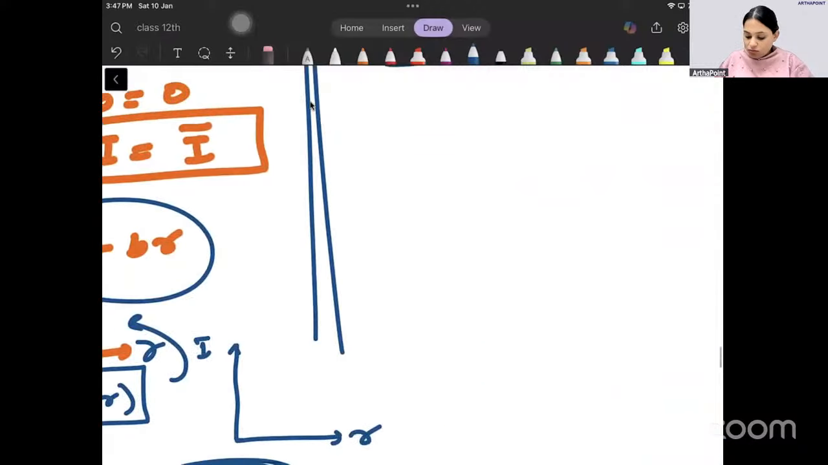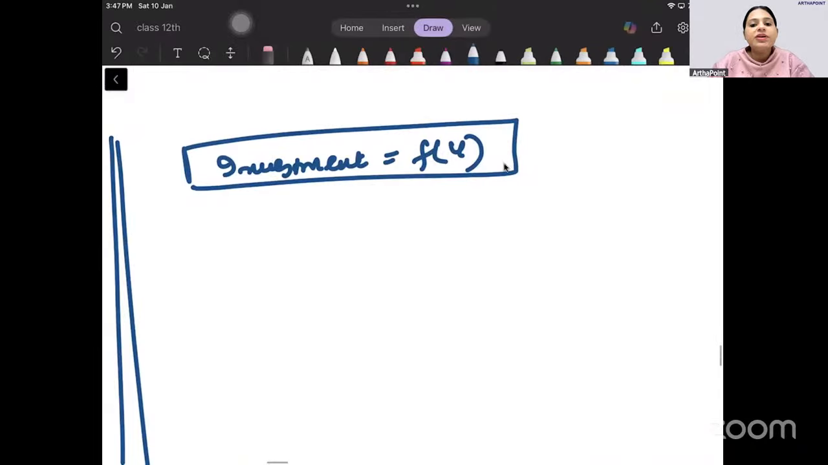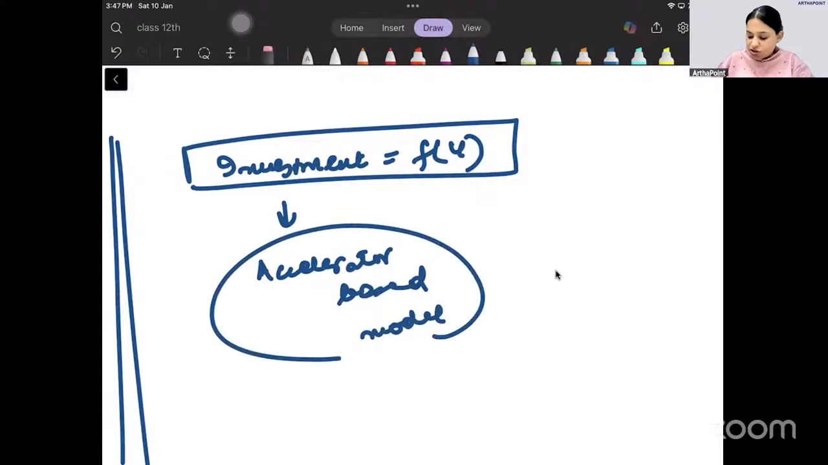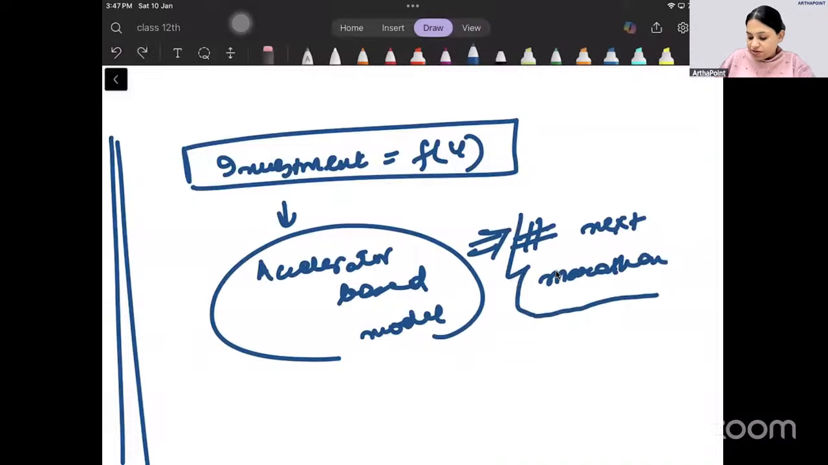ठीक है. So now sometimes investment is written as a function of output. ठीक है. And this is called the accelerator based model, which I will talk about more in the next marathon. तो next marathon में we will cover types of consumption theories and types of investment theories. उसमें I will talk about this in a bit detail so that I incorporate that in notes. आज के notes में it's not there. तब हम इसके बारे में बात करेंगे कि what is an accelerator based model.